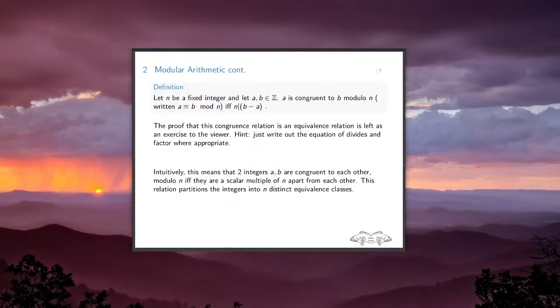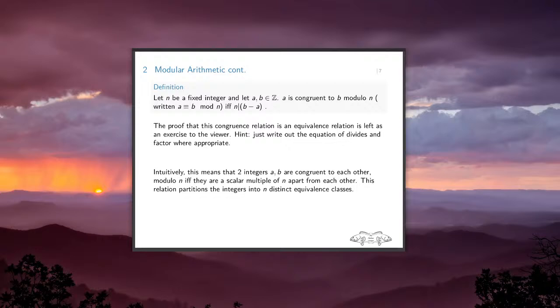And then, more importantly, this is the biggie. This is the modular part, the modulus. If we fix some integer n, and we take two other integers, a and b, any ones they are, we say that a is congruent to b modulo n, and we write it with those three little equal signs and then mod n, if and only if n divides the difference of b and a.